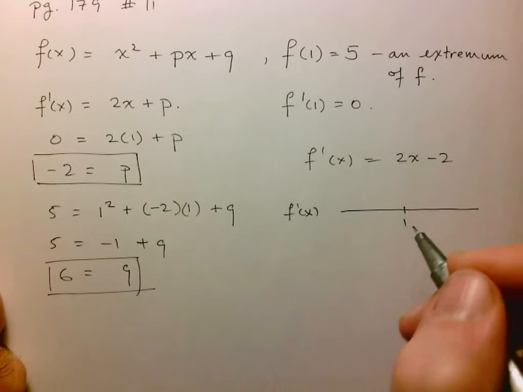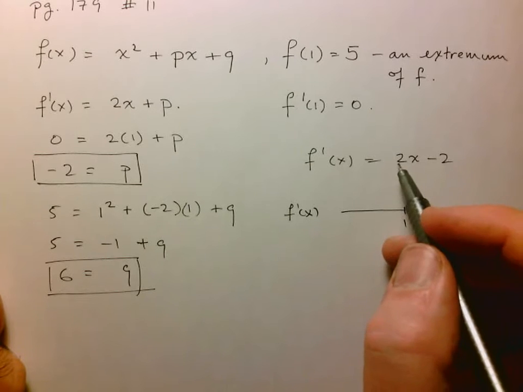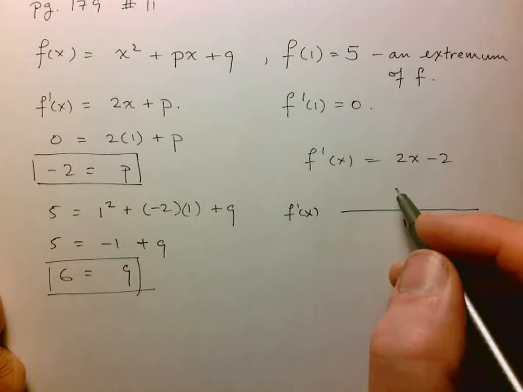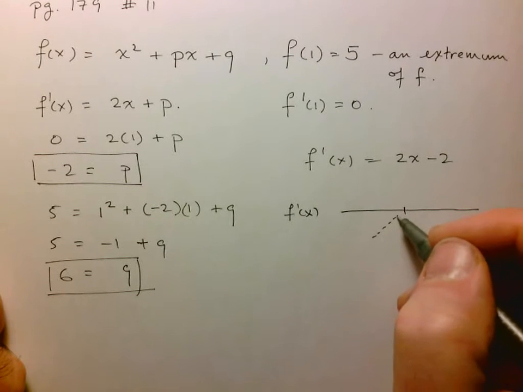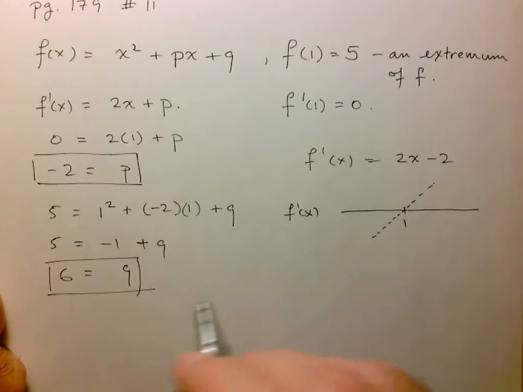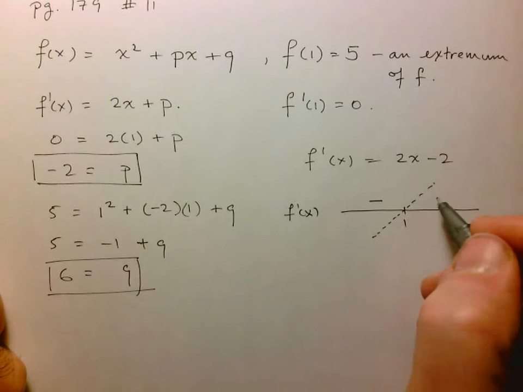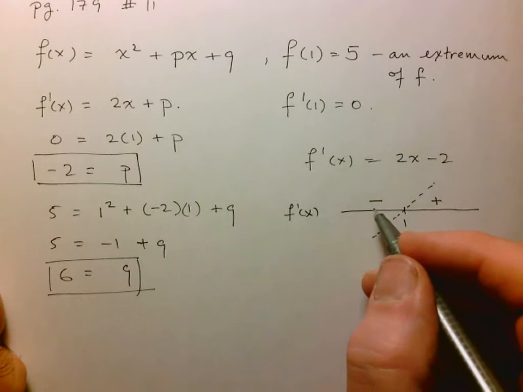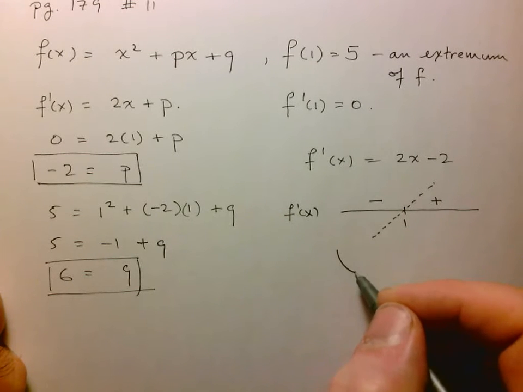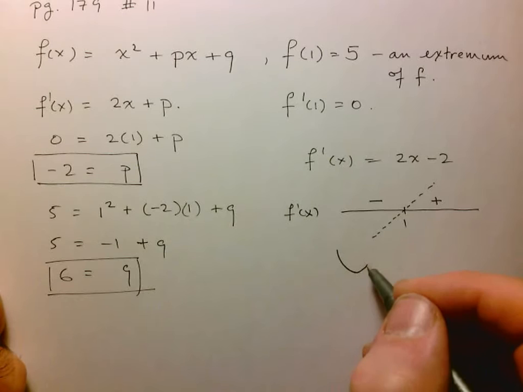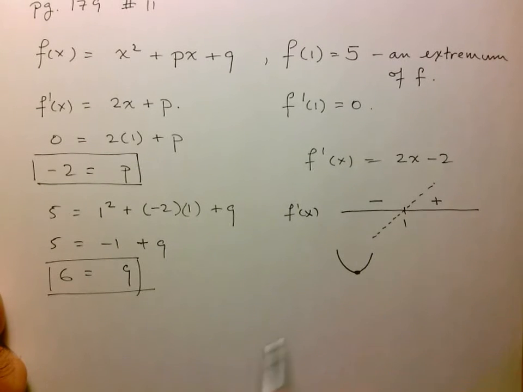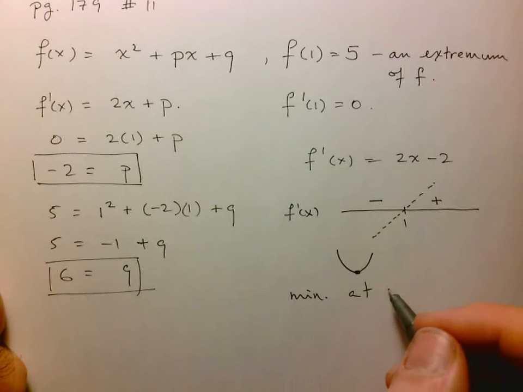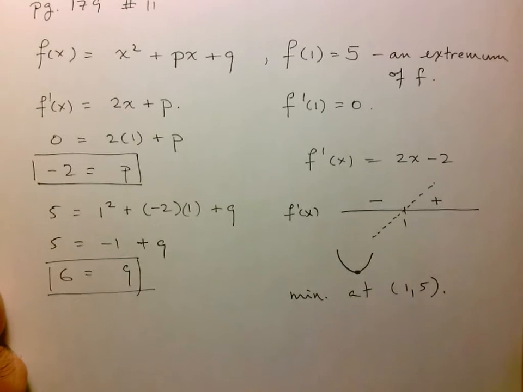So my critical point is at 1, and so this function here, which crosses 0 at 1, since it's a line with a positive slope, I know it's going to be an increasing function. So that means that the derivative goes from negative to positive when it crosses x equals 1. That means that the function goes from decreasing, where the derivative is negative, to increasing, where the derivative is positive. So that means that we have a minimum. So we have a minimum at (1, 5).